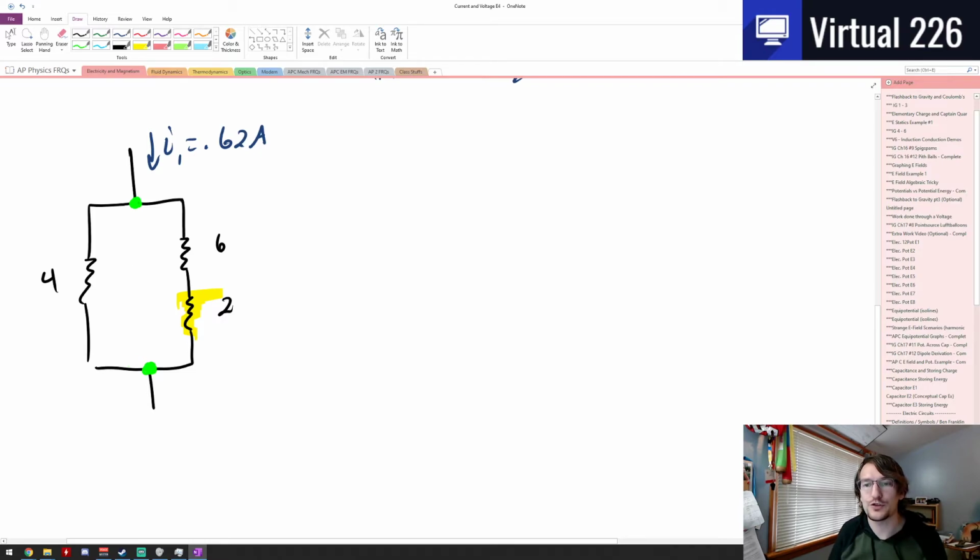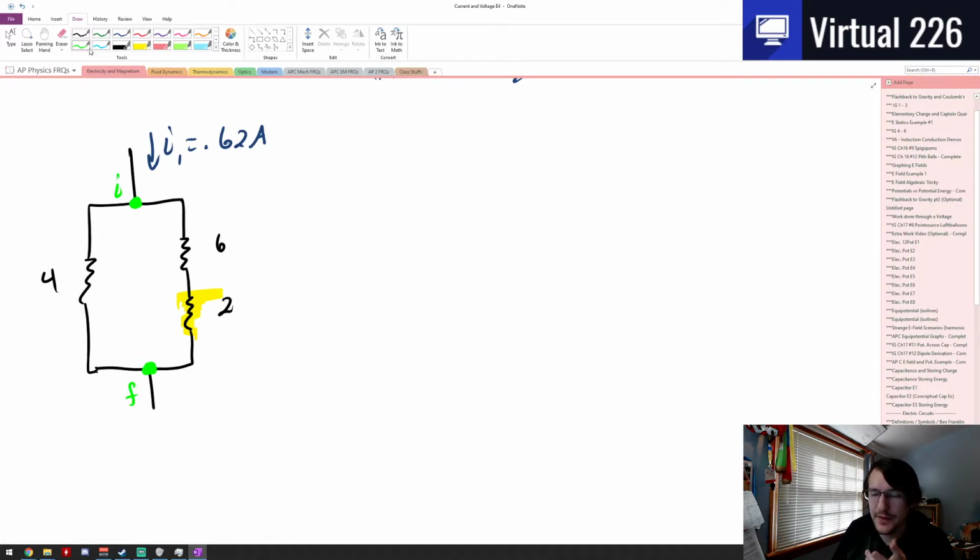Because remember, the voltage drop from this initial point to this final point is going to be the same across either branch here. If I go across the 4 ohm side, I'm going to get the same voltage drop as if I go across the 6 and 2 ohm side. Same voltage drop. The 6 and 2 will have 2 separate ones, but put together, they will equal the same thing as the 4 ohm.